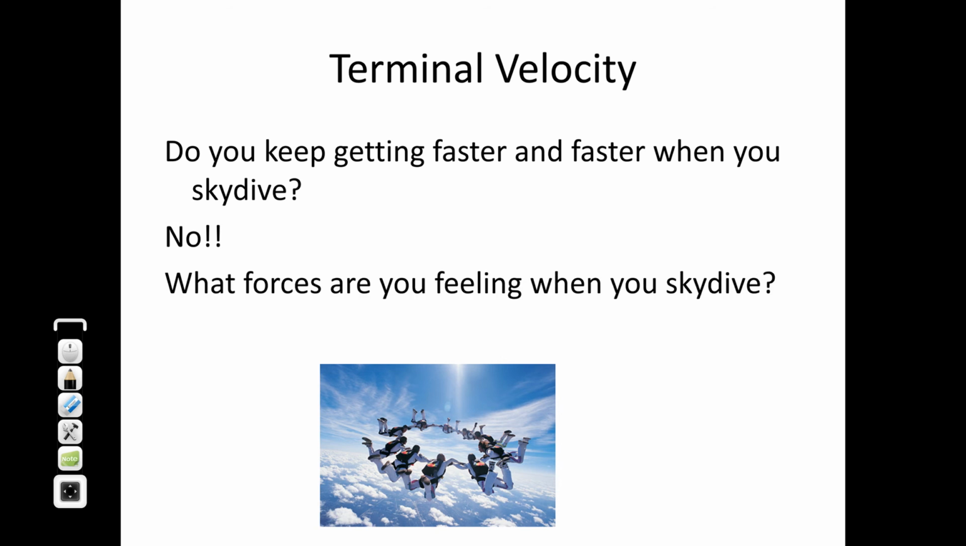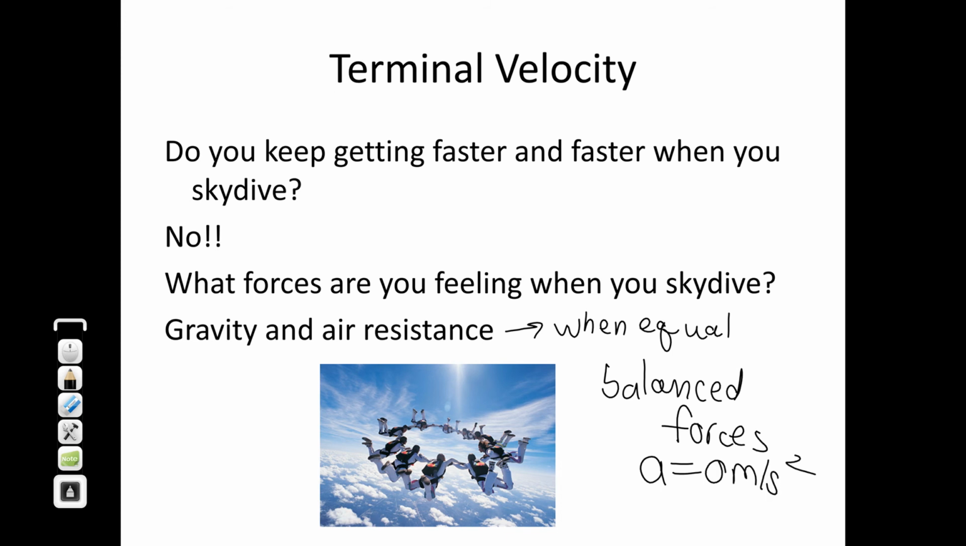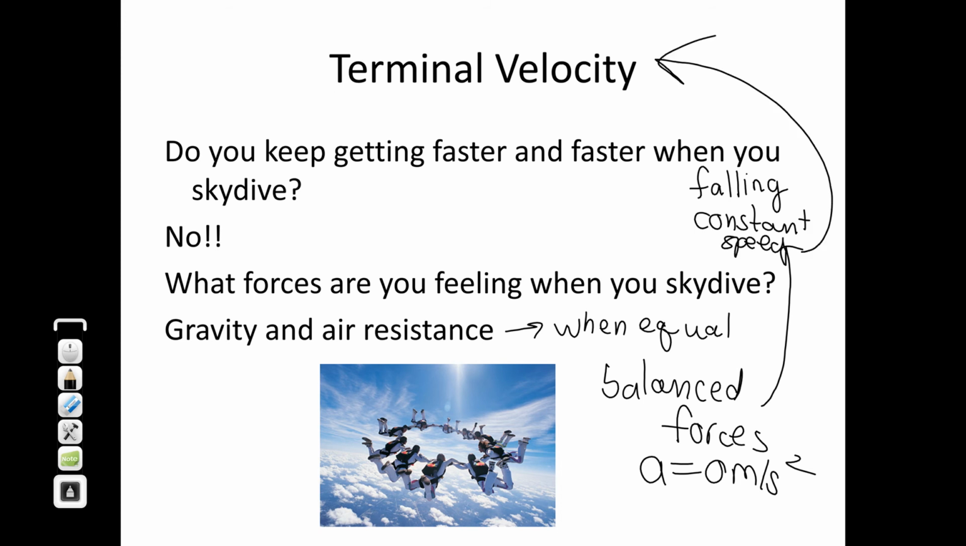If those two forces, gravity and air resistance, become equal, that means now we have balanced forces. And what happens when you have balanced forces? There's zero acceleration. Now that doesn't mean you stop. It just means you'll keep falling at a constant speed. And we call that, when you reach it, terminal velocity.